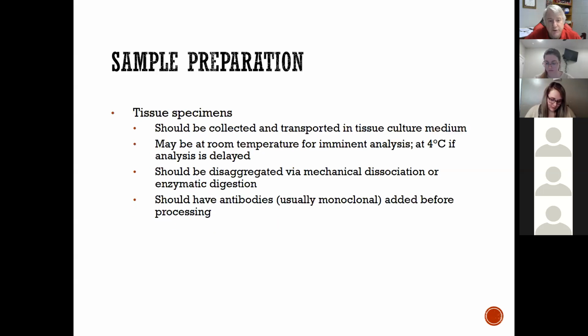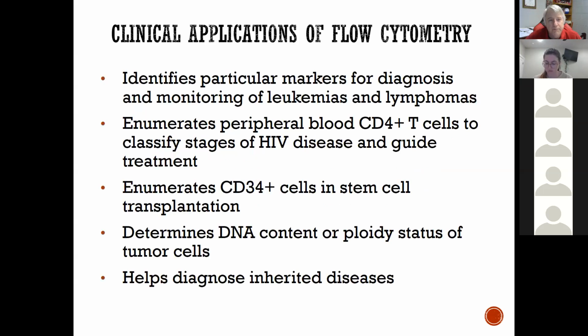If you had a tissue, it should be collected, transported in tissue culture medium at room temp, and disaggregated via mechanical dissociation or enzymatic digestion. Antibodies, usually monoclonal, should be added before processing, because if you destroy the tissue, then you don't get the detection of the antigens on the tissue.